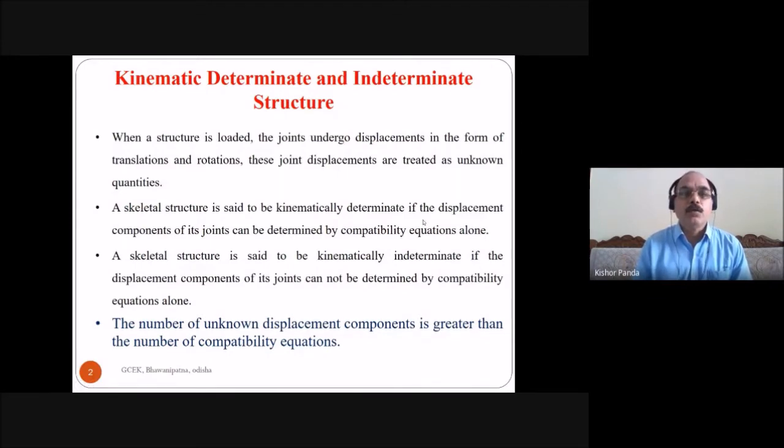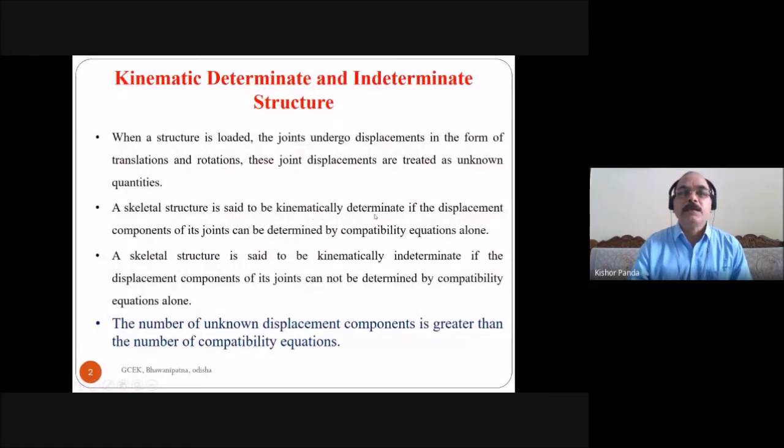When a structure is loaded, the joints undergo displacements in the form of translation and rotations. These joint displacements are treated as unknown quantities. You know what is translation displacement and what is rotational displacement. Translation displacement takes place in the linear direction and rotational displacement takes place in the angular direction.